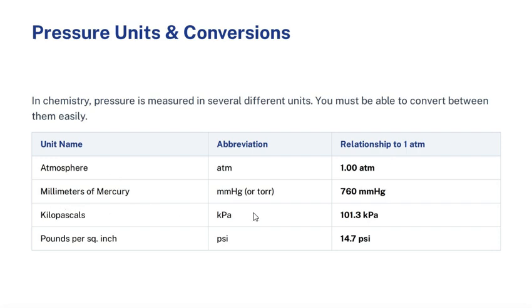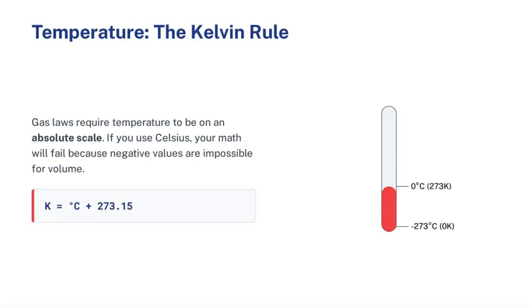Okay, so the pressure units we need to know are atmospheres, which is atm, millimeters of mercury, or mmHg, or torr, and kilopascals, kPa, and pounds per square inch, psi.